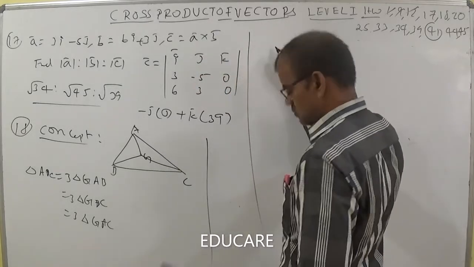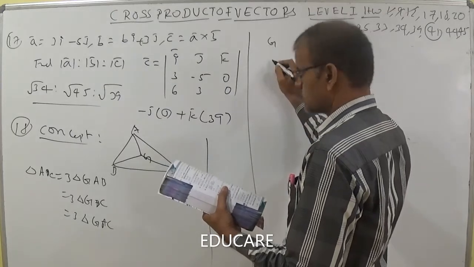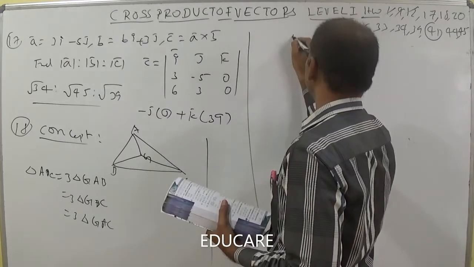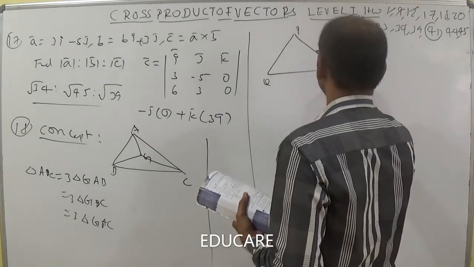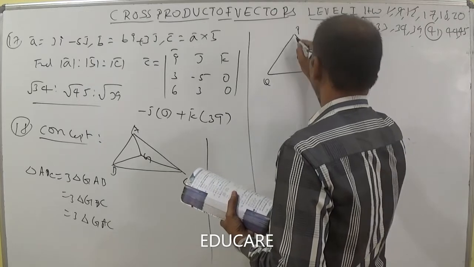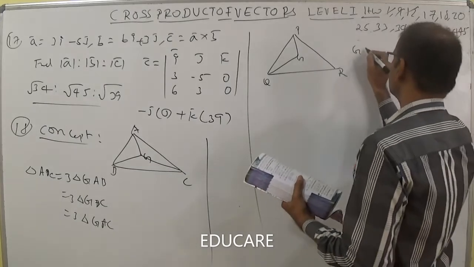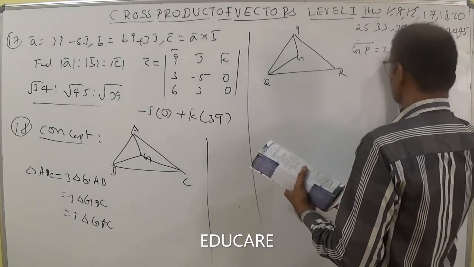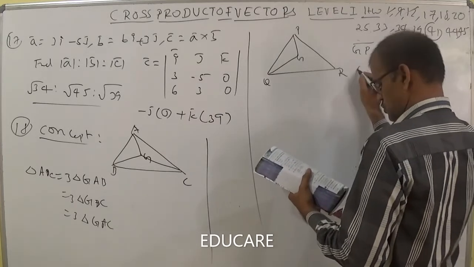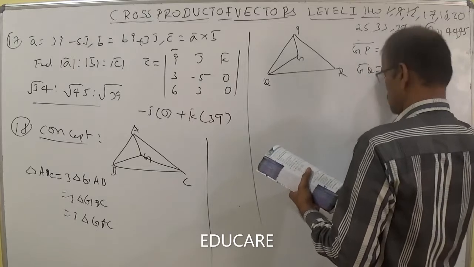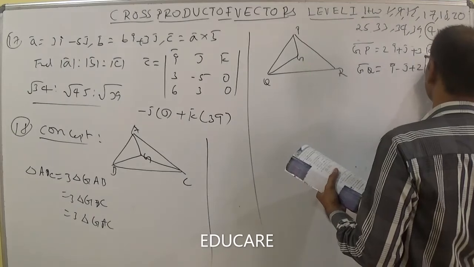Now let us discuss GP, which is given. Put the names P, Q, R. No problem, you can put the names here. According to the question, if this is P, this is Q, this is R, the centroid is G. According to GP and GQ, I am discussing now. GP vector is given as GP is equal to 2I plus J plus 3K. GQ is given, GQ is equal to I minus J plus 2K.